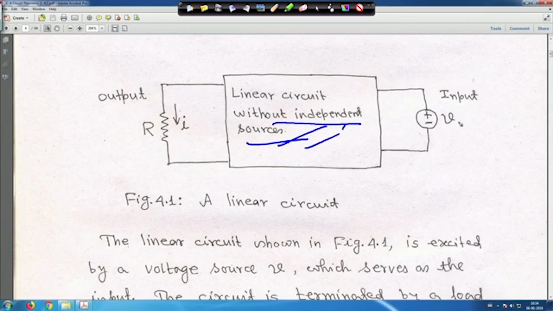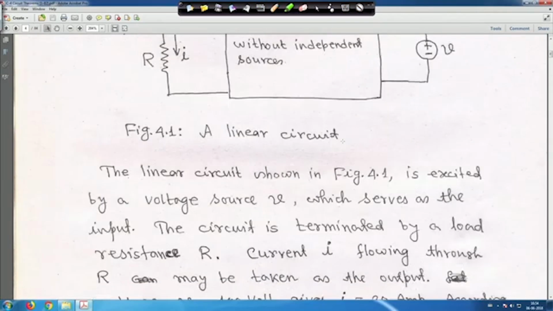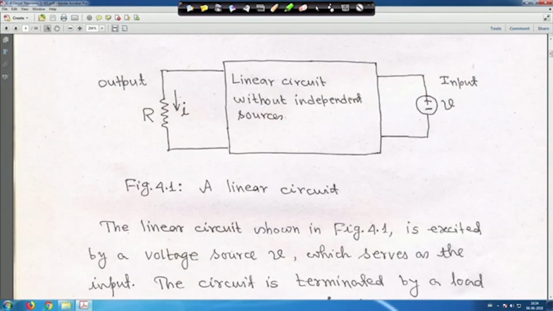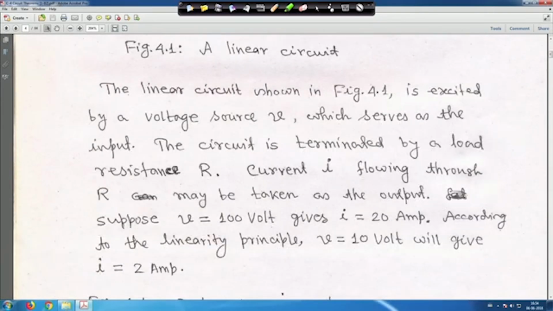If I make V equal to 10 volt, then I has to be 2 ampere, because V has been multiplied by 2, so I has to be multiplied by 2. If that happens, then the circuit is linear, right. That property has to be satisfied. In this case the linear circuit is excited by voltage source V, which serves as the input, and the circuit is terminated by load resistance R.